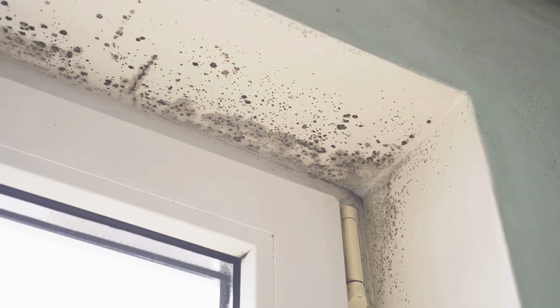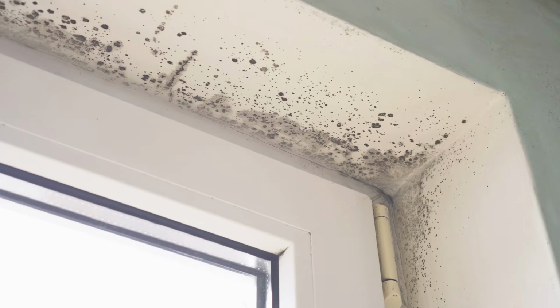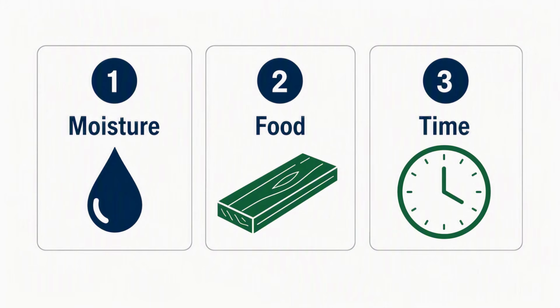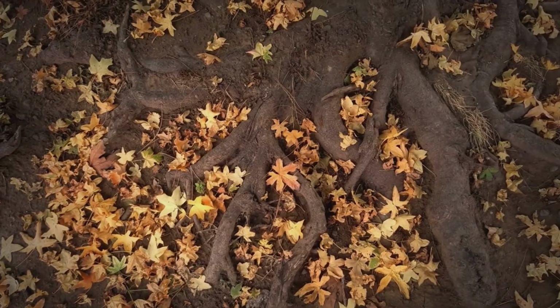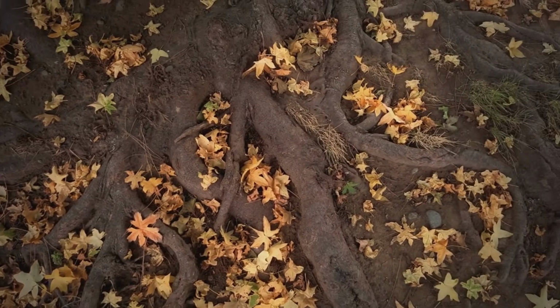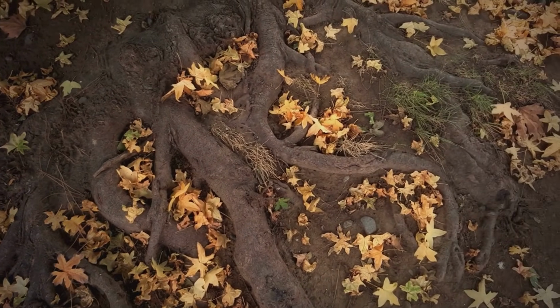For mold to grow indoors, it needs three basic things: moisture, food, time. The food is easy to find: drywall, wood, ceiling tiles, carpeting, insulation, paper, dust, and even dirt can provide nutrients. The missing ingredient is usually moisture. If you control moisture, you control mold.